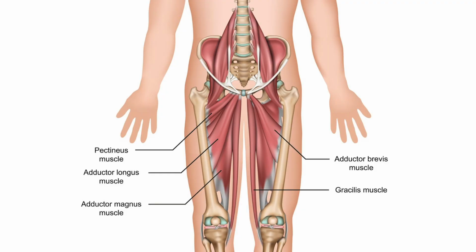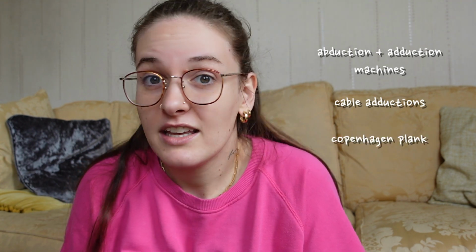With our adductors, here's a little diagram. We have the pectineus, we have the adductor longus, the adductor brevis, and my personal favorite, we have the gracilis. So we can train our adductors by using adduction seated machines, or we could use cables, or we could do something like a Copenhagen plank. So please make sure not to forget them, because they need some love as well.